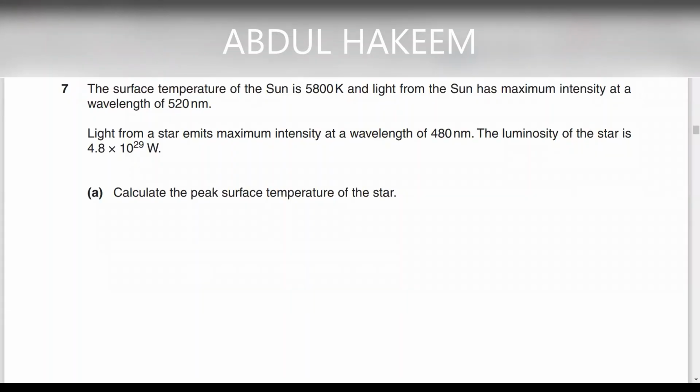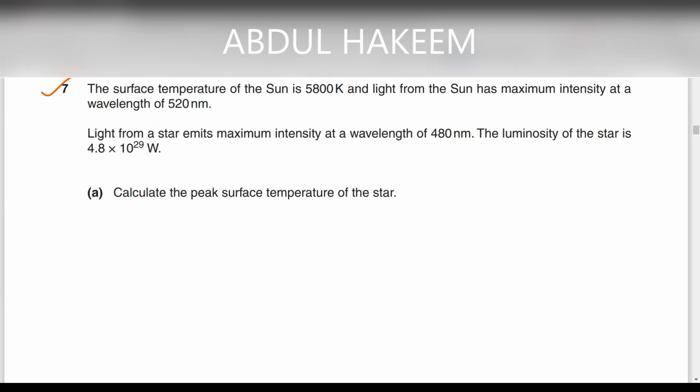And the next question is, the surface temperature of the sun is 5800 Kelvin and the light from the sun has a maximum intensity at the wavelength 520. Light from the star emits a maximum intensity at the wavelength 480. The luminosity of the star is 4.8 into 10 power 29. Calculate the peak surface temperature of the star.